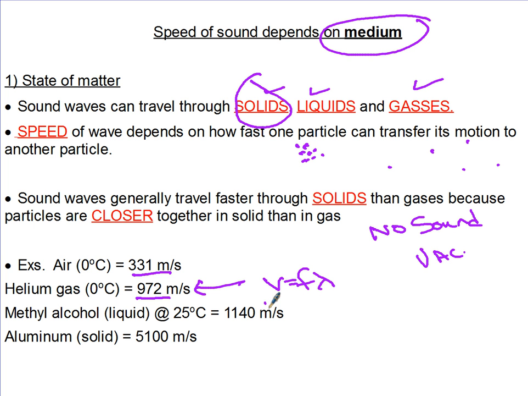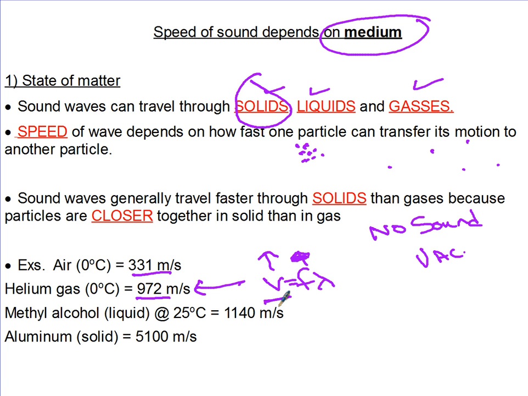So if you inhale helium, sound will travel much faster in helium, so what will happen to the pitch? What will happen to our perception? You get the Mickey Mouse. That's right. That's why your voice, when you inhale helium, sounds so very high. Don't do that. It's not good for you.